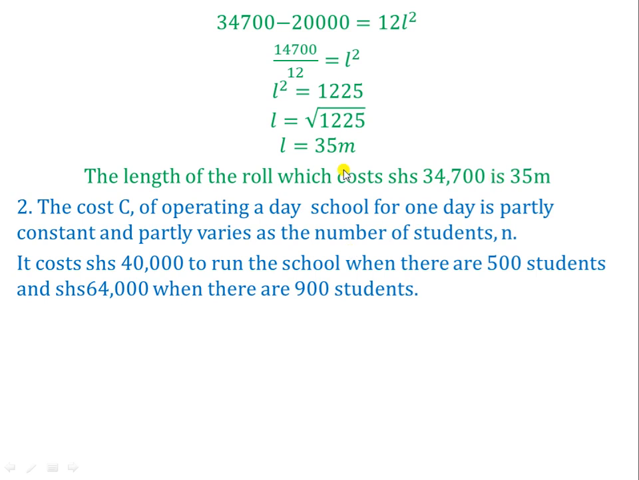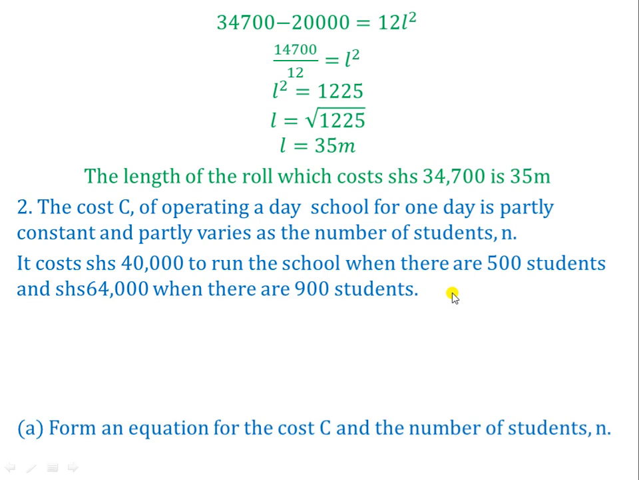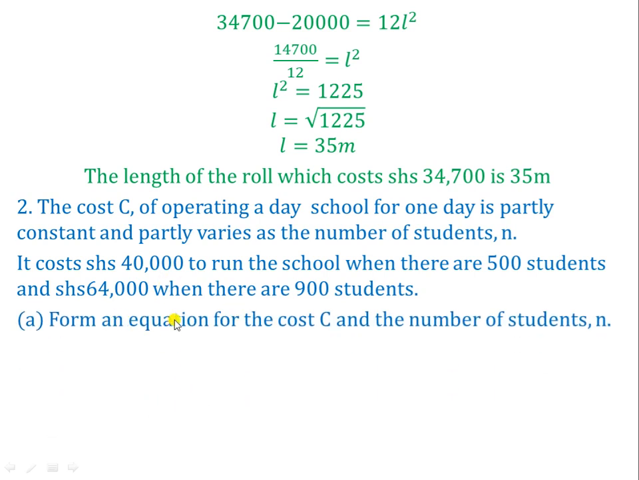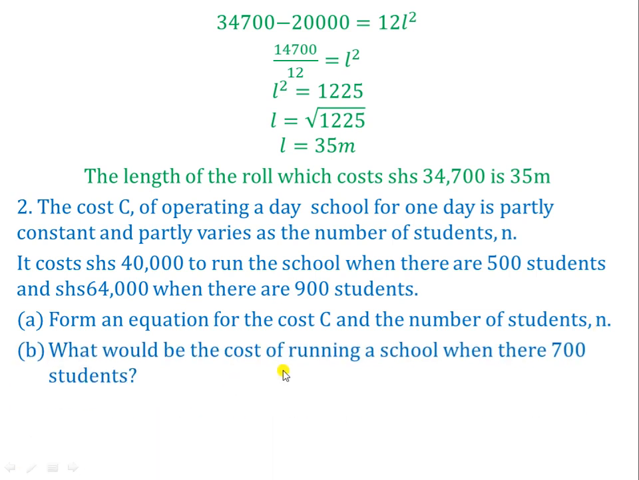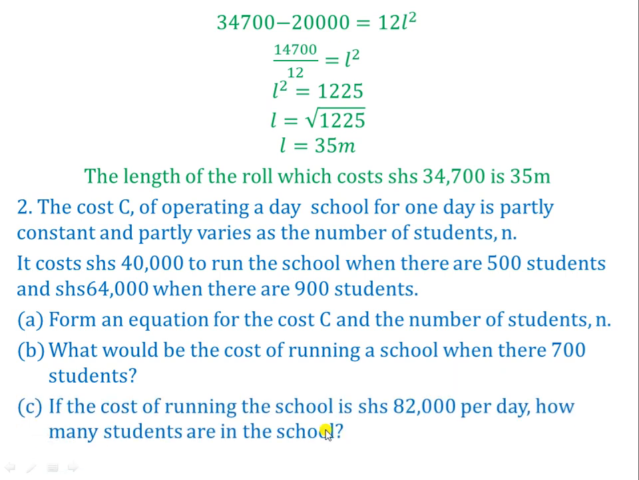Very good. Now they're telling us that it costs shillings 40,000 to run the school when there are 500 students, and shillings 64,000 when there are 900 students. Part A, form an equation for the cost C and the number of students n. Part B, what would be the cost of running a school when there are 700 students? And final part C, if the cost of running the school is shillings 82,000 per day, how many students are in the school? Very comprehensive question.